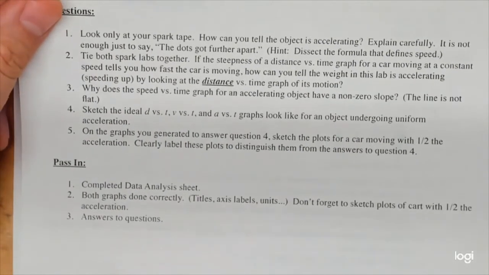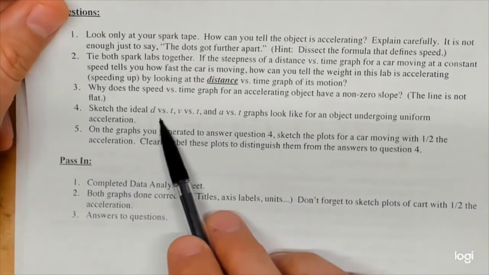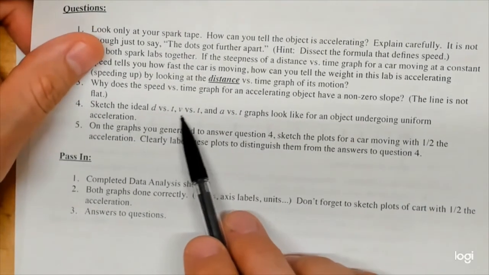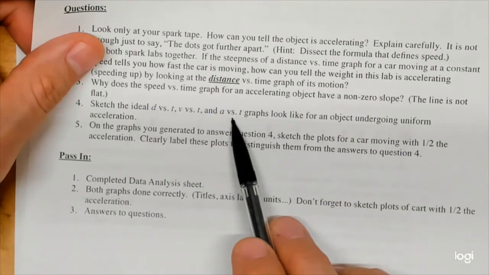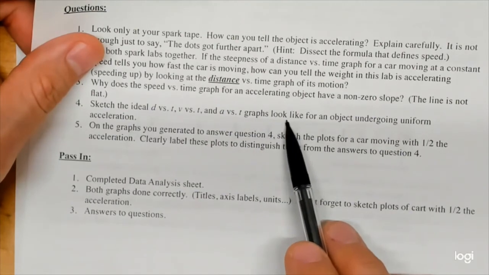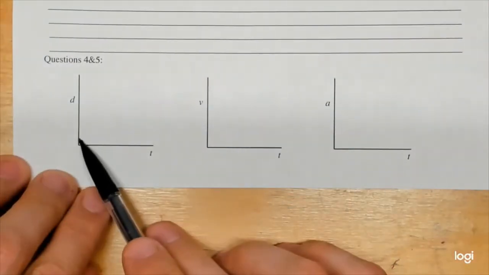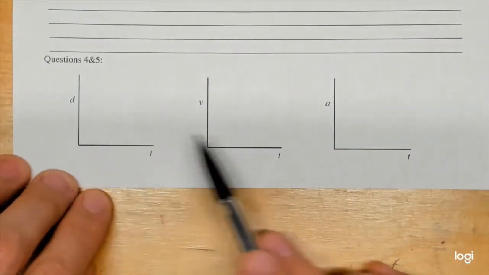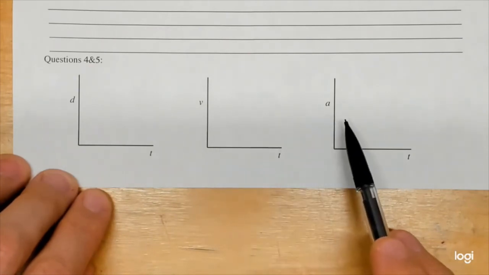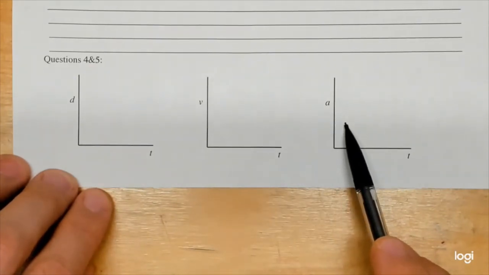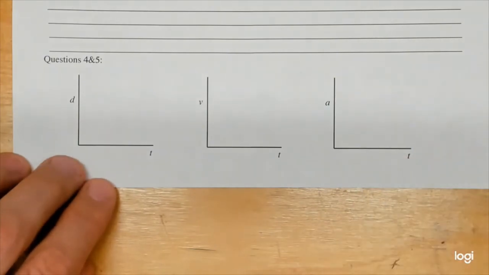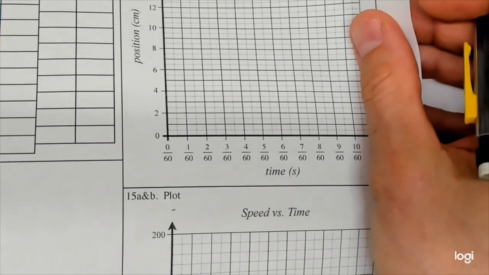Because I think you could figure them out, except down here, again, you're going to sketch the ideal distance versus time, velocity versus time, and acceleration versus time graphs for an object undergoing uniform acceleration. So over here, when something accelerates, you are going to draw what this should look like, the general pattern here, and the general pattern here. You could look at your notes, or you could go back and look at the graphs you actually created in the lab.